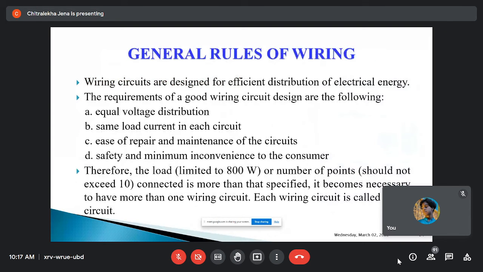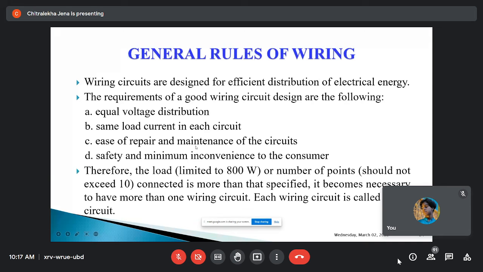Yes, ma'am. So now coming to the general rules of wiring. There are different rules of wiring. One is that wiring circuits are designed for efficient distribution of electrical energy. The requirements of a good wiring circuit design are equal voltage distribution. I have told you 230 volt is coming to your house. We will see that all the appliances are getting 230 volt. Same load current in each circuit.